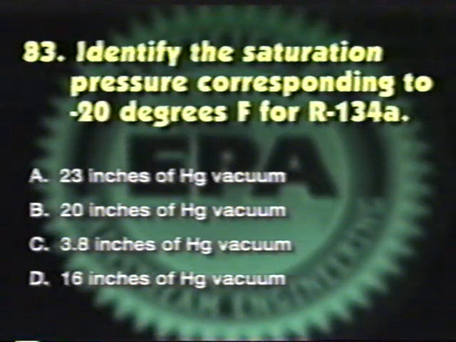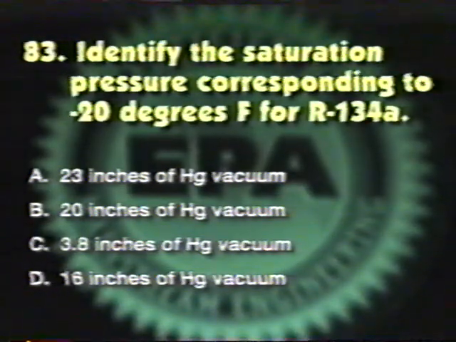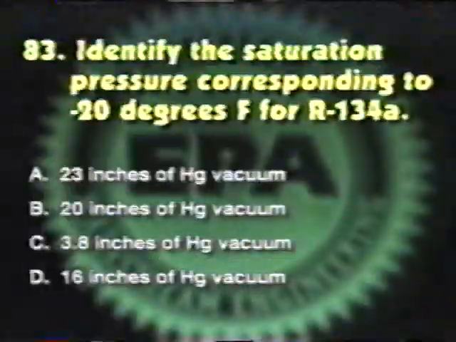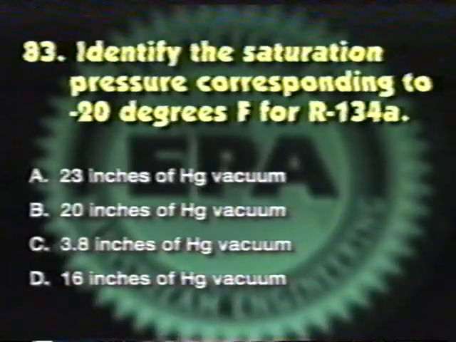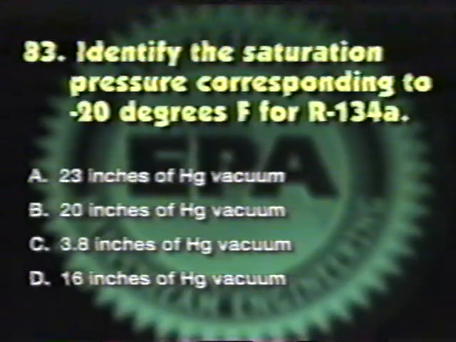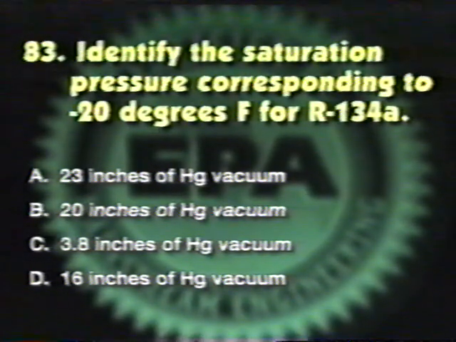Identify the saturation pressure corresponding to minus 20 degrees Fahrenheit for R134A. A. 23 inches of mercury vacuum. B. 20 inches of mercury vacuum. C. 3.8 inches of mercury vacuum. D. 16 inches of mercury vacuum.